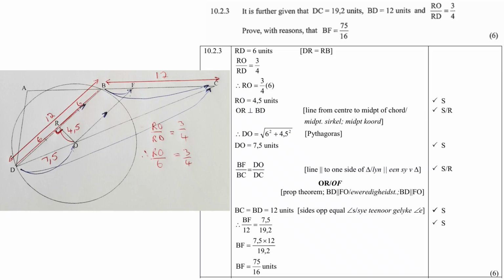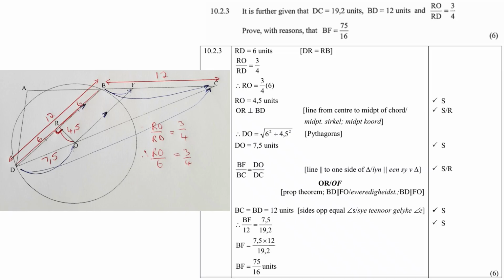Now, BF over BC is equal to DO over DC, as indicated there in blue. Remember that those two lines are parallel, right? DB is parallel to OF. So according to the proportionality theorem, we can make that deduction. And of course, remember that BC is equal to BD. Remember from previously, we said that triangle BDC is isosceles, from the previous questions. So that makes angle B and angle C and angle D equal, so those two lines are equal.